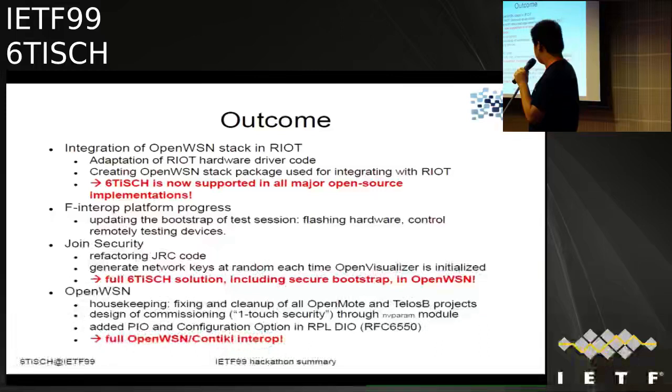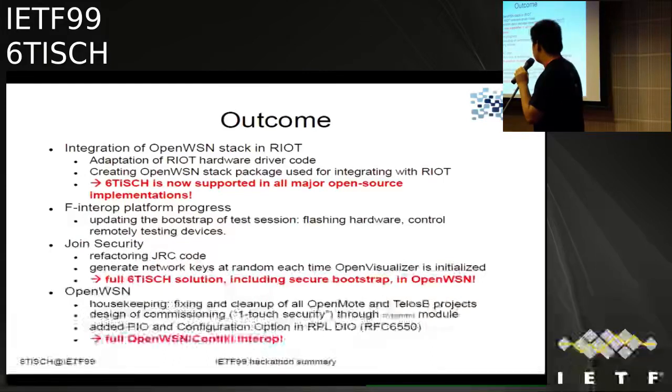So also we have progress on the drone security. We're refactoring the GRC code, and also the key for the network can be generated at a random time when the OpenVisualizer is initialized. This means we can start different networks with different network keys, so they won't influence each other. So with this, the full 6TiSCH with the security bootstrap is now in the OpenWSN project.